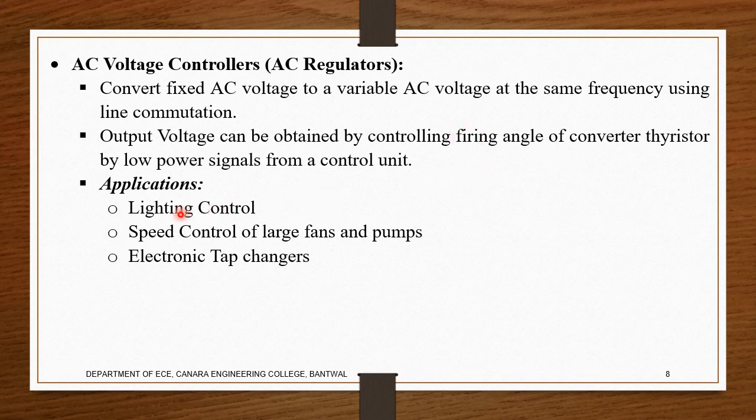For example, when we go for light controls, the lighting in our homes, at what time interval it has to be made on. Usually the regulator means it has to regulate, it has to be reduced like that. Then speed control of large fans and pumps. What we use in our fans, number one, two, three and so on, also uses this. This is our household use. Next one is the electronic tap changers. Whenever the voltages have to be varied, at that time we use this electronic tap changer.